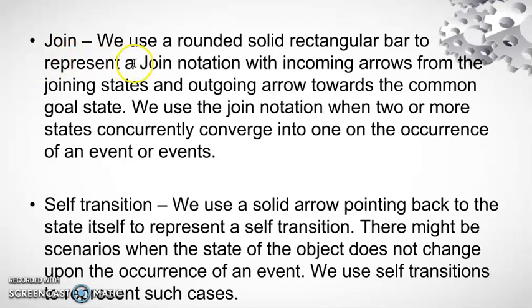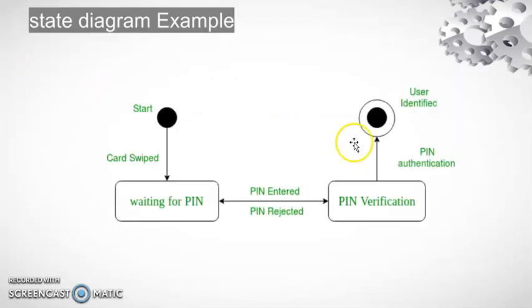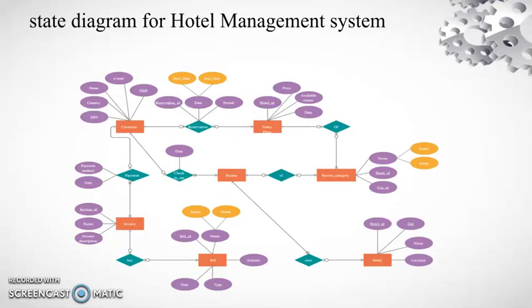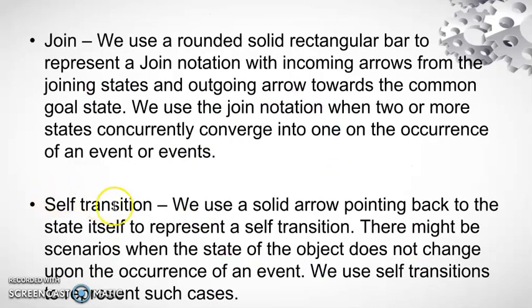And for join, we use a rounded solid rectangular bar. This is what we're talking about, to represent a join notation with incoming arrows from the joining states and outgoing arrow towards the common goal state. The states concurrently converge into one on the occurrence of an event or events.